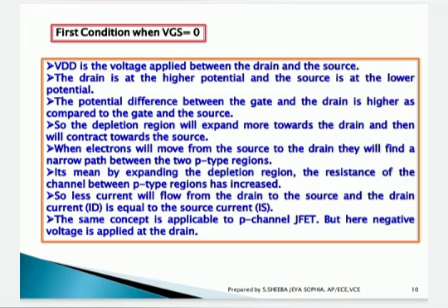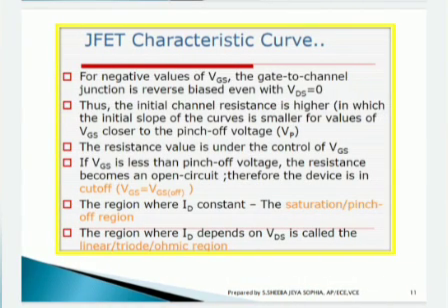But here a negative voltage is applied at the drain. Whenever you prepare a concept, prepare for both the N channel as well as the P channel JFET. So moving to the second concept, that is when VGS is less than 0 volt. For negative values, that is when VGS is less than 0 volt, the gate to channel junction is reverse biased even with VDS equal to 0 volt. Thus the initial channel resistance is higher.